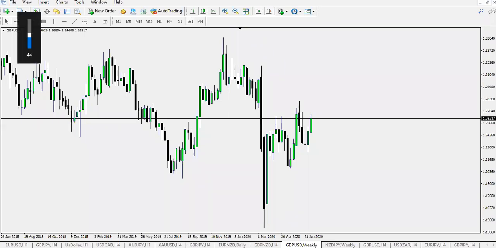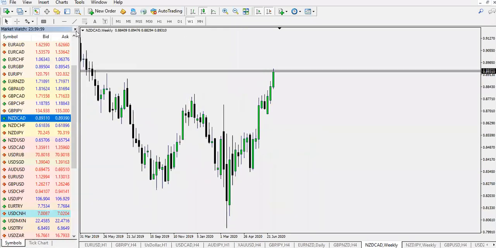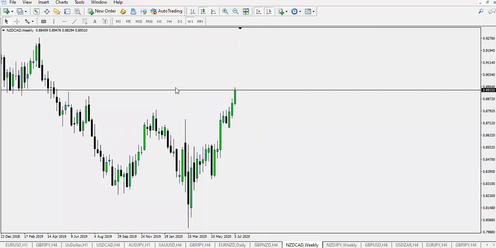Okay, sorry, please, can we get down to NZD CAD? There's something I want... AUD CAD. No, NZD CAD. Okay. Yeah, sure. Can you get down to weekly? Yeah, this is a weekly chart. Okay.